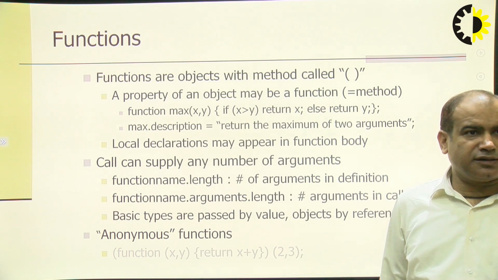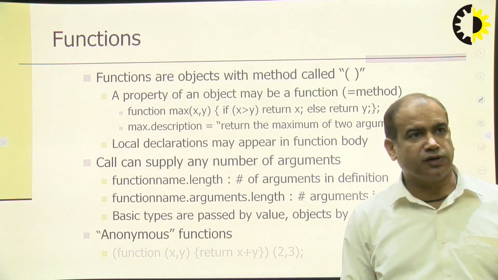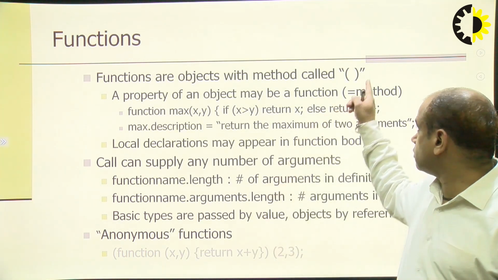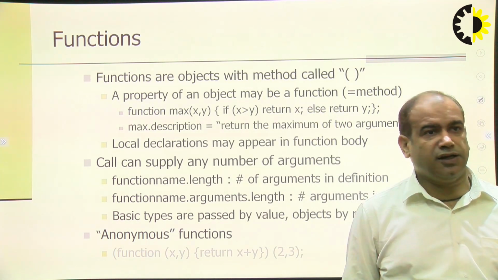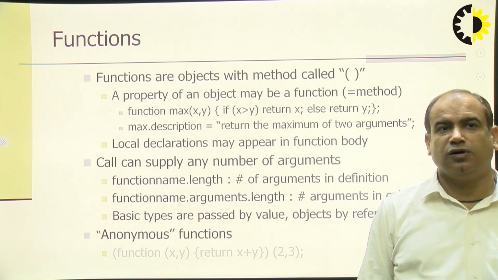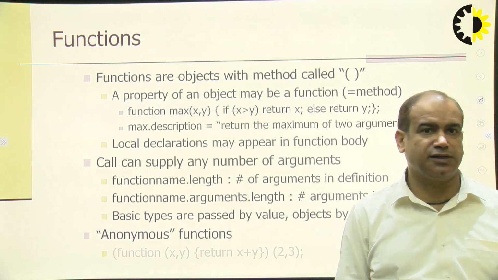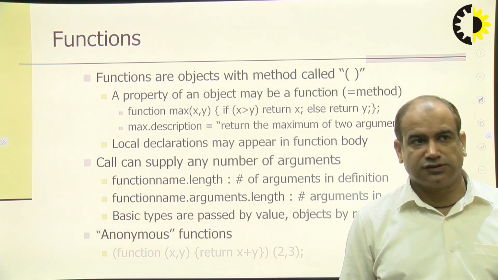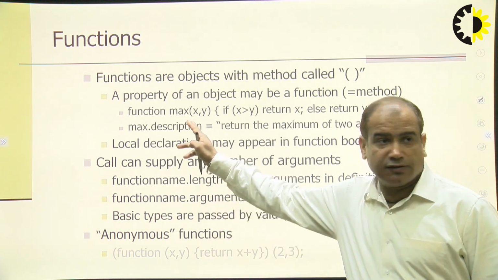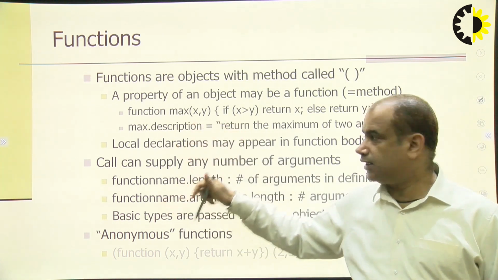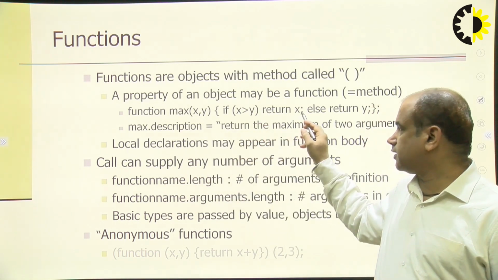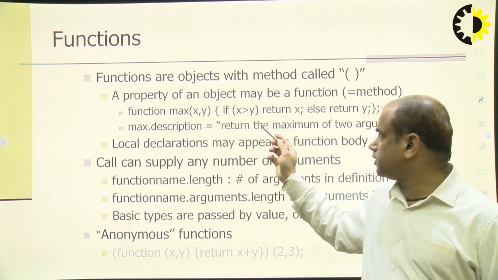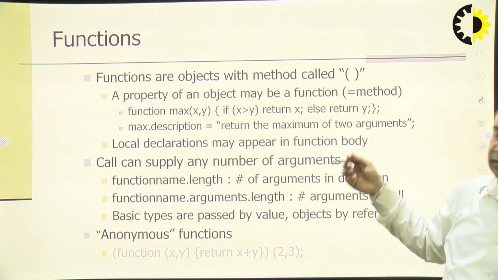Next we are talking about functions. Functions are basically objects with a method called with round brackets. A property of an object may be a function, or we can say a method. In Java-like languages it is known as a method, and in C we call it a function. So function name and its arguments: if x greater than y, then return x, else return y. In the same way, max returns the maximum of two arguments. So that is the description of that particular function.